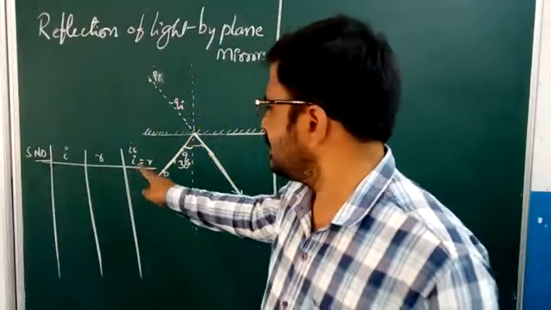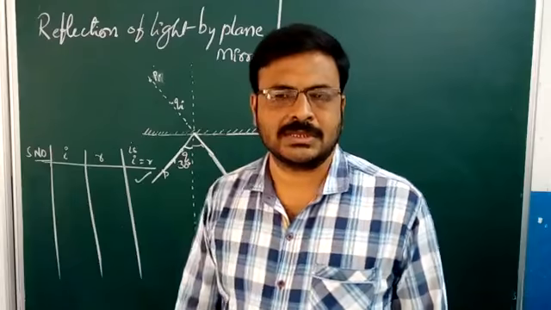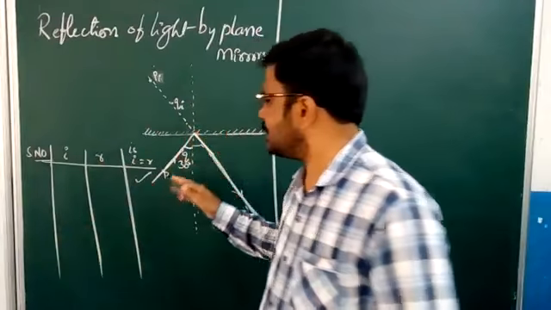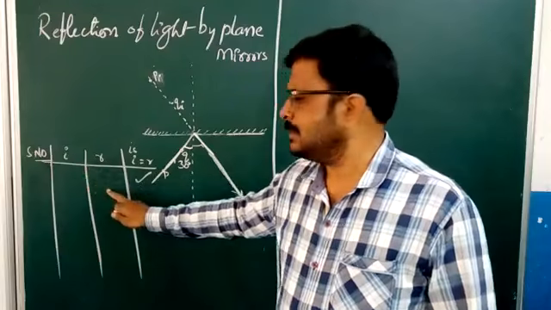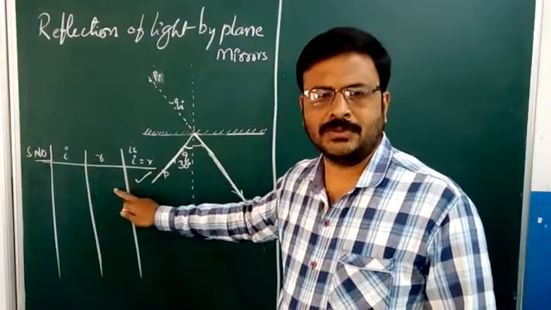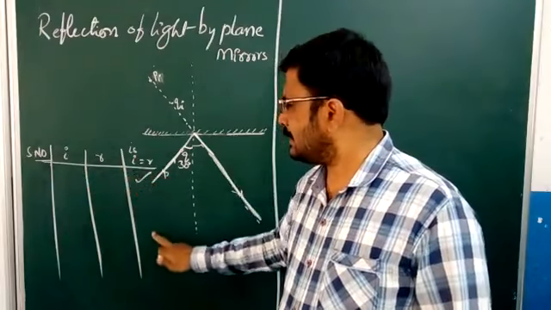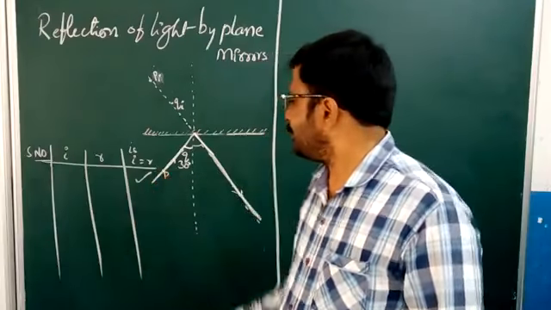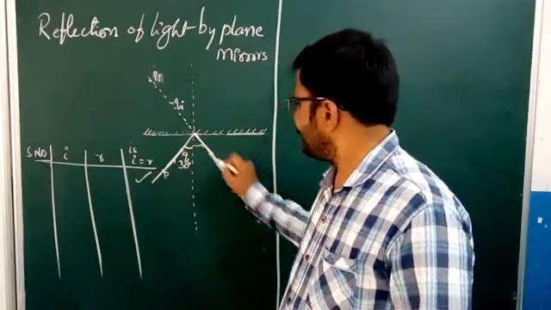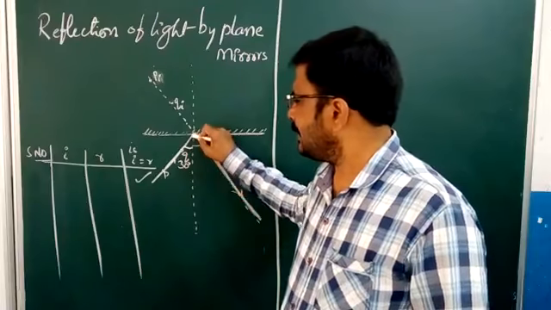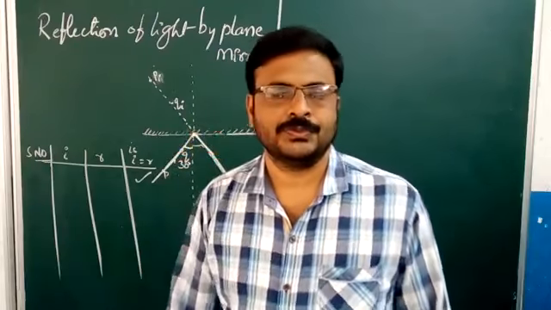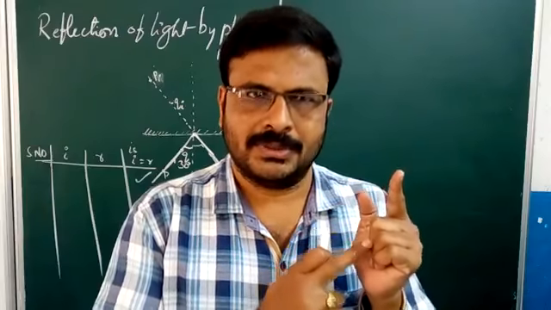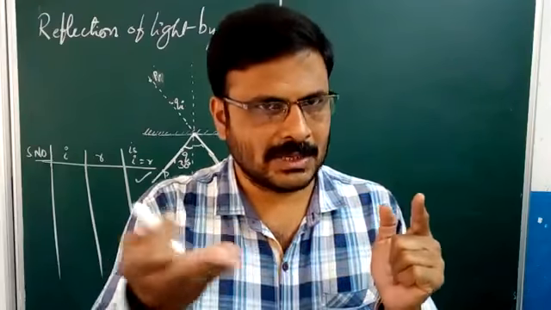Here you just put a tick mark if it is yes. In all the situations, whatever the angle of incidence you are taking, the angle of reflection will be equal. So angle of incidence is equal to angle of reflection, and we observe that the incident ray, the reflected ray and the normal lie on the same plane, that is the plane of paper. So the first law is incident ray, reflected ray and the normal lie on the same plane.